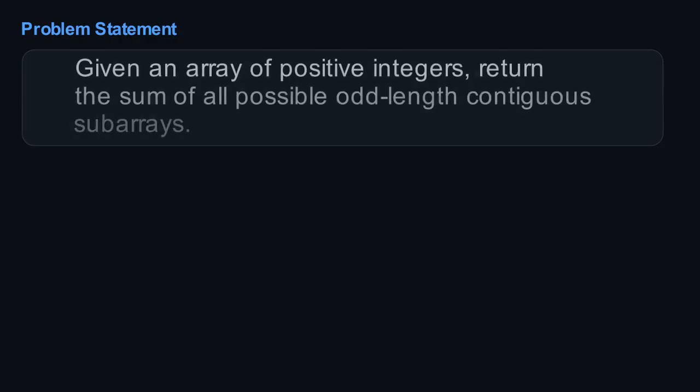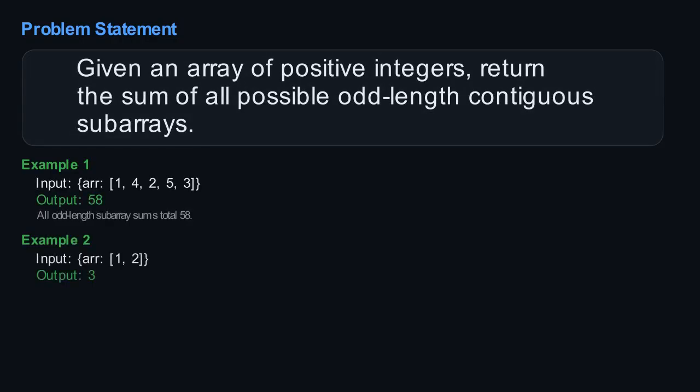Given an array of positive integers, our goal is to calculate the sum of all possible subarrays that have an odd length. For example, if we have the array 1, 4, 2, 5, 3, we need to consider subarrays like 1, or 1, 4, 2, and sum up all their elements. The final output is a single integer, the total sum.